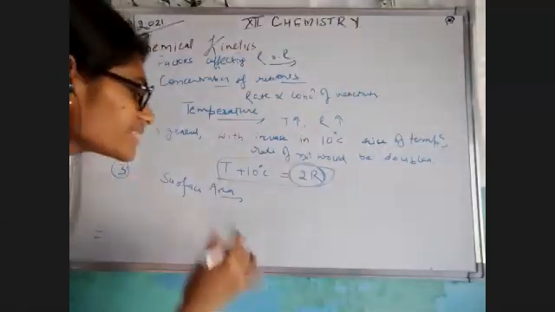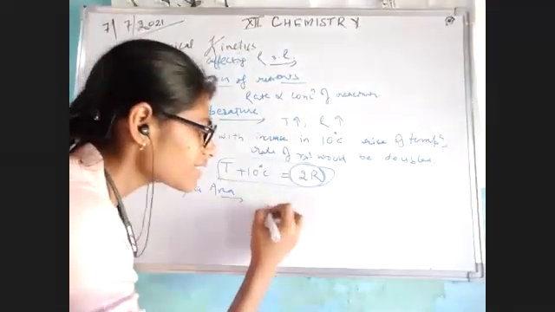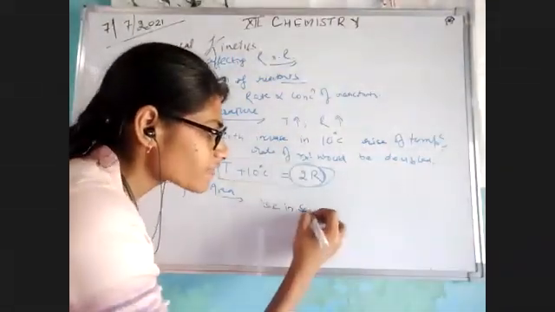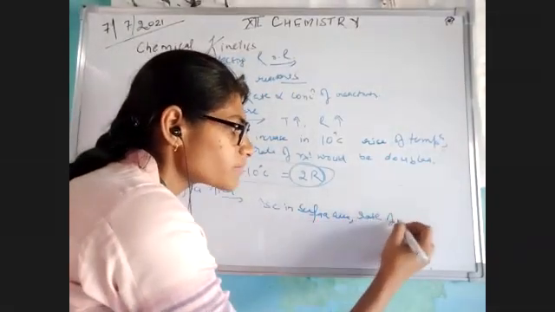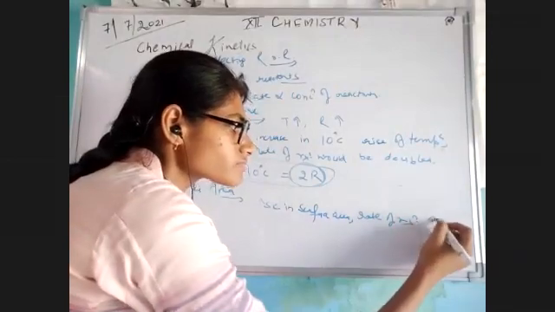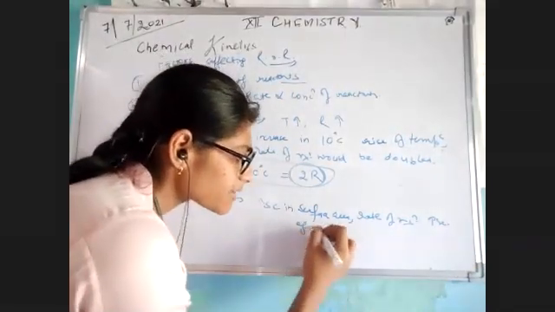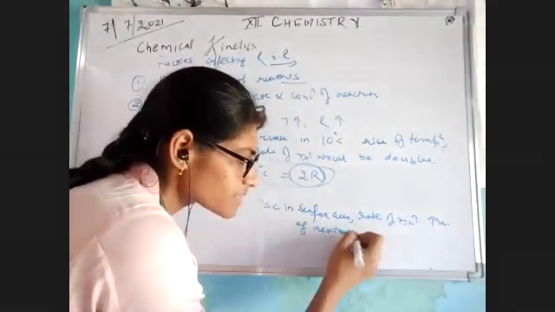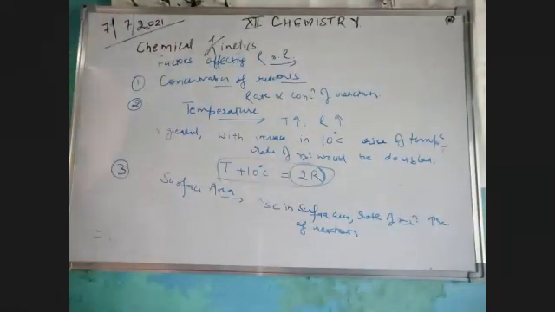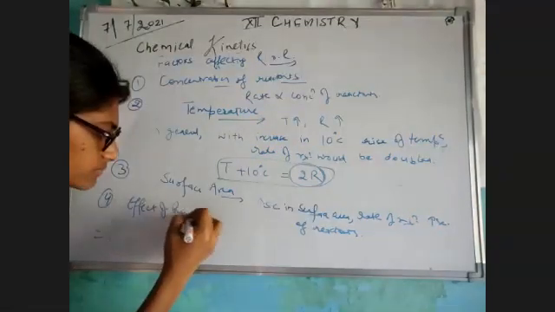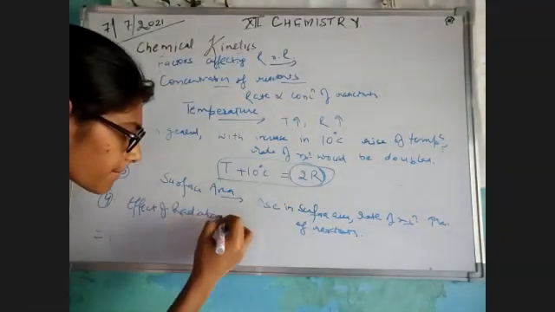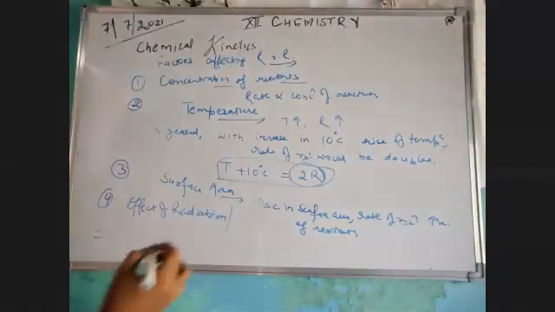So with an increase in surface area, the rate of reaction would also increase. And I would definitely like to mention here the reactant, the surface area of the reactant. Okay. Last, the effect of radiation, or I would like to say sunlight.